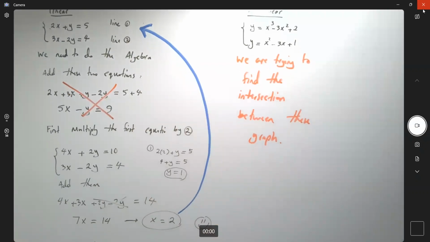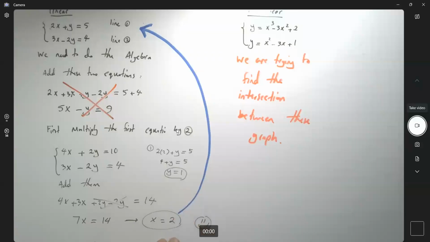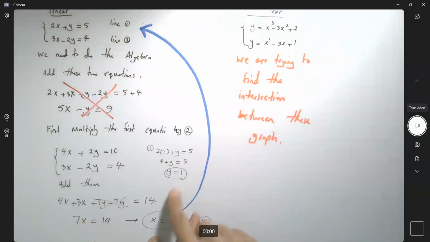Let's go back to take a look at Desmos. Desmos graphed these two, and then it showed the intersection at 2 and 1. I did the algebra, and algebra verified that these two lines intersect at this point. x equals 2 and y equals 1.